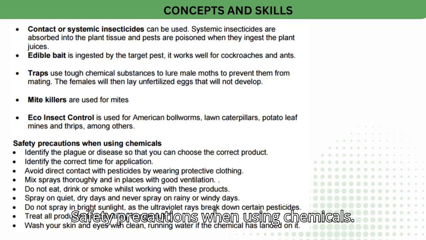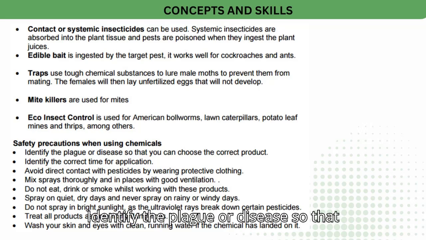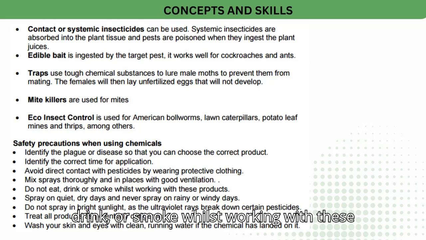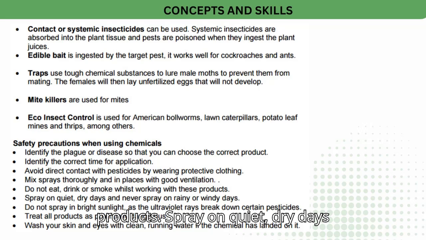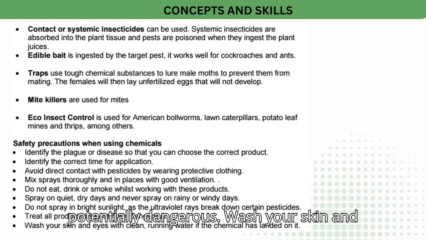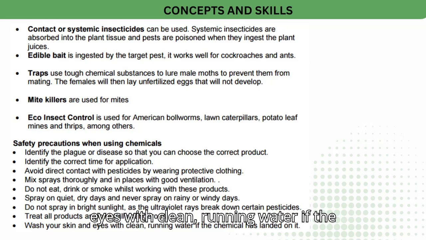Safety precautions when using chemicals. Identify the pest or disease so that you can choose the correct product. Identify the correct time for application. Avoid direct contact with pesticides by wearing protective clothing. Mix sprays thoroughly and in places with good ventilation. Do not eat, drink or smoke whilst working with these products. Spray on quiet, dry days and never spray on rainy or windy days. Do not spray in bright sunlight, as the ultraviolet rays break down certain pesticides. Treat all products as potentially dangerous. Wash your skin and eyes with clean, running water if the chemical has landed on it.